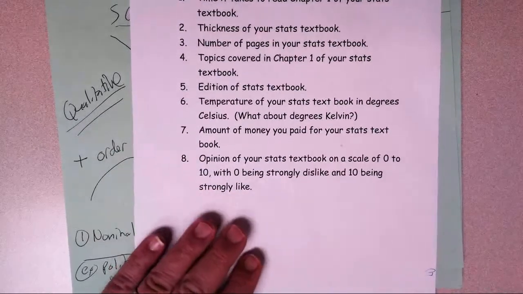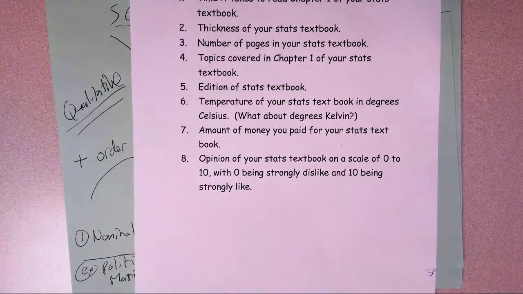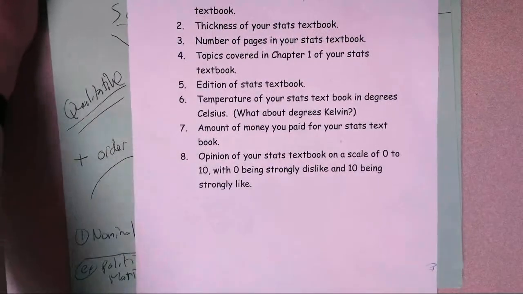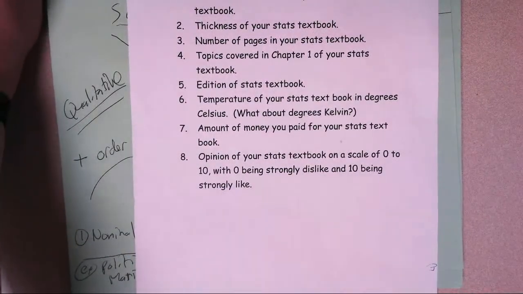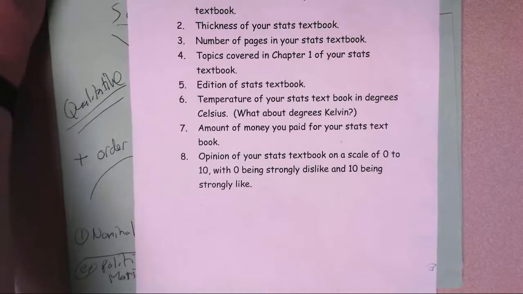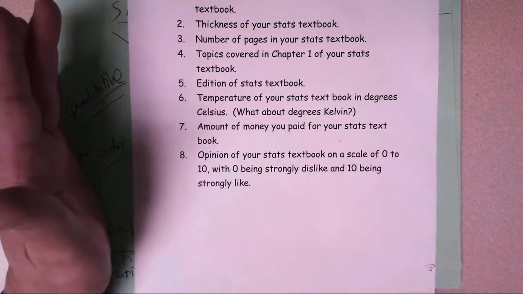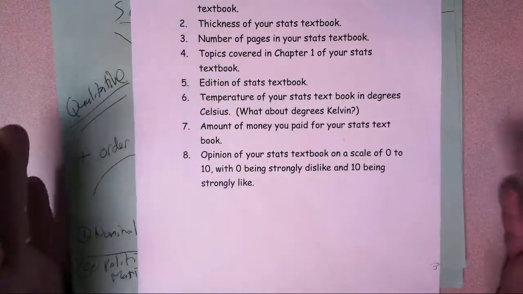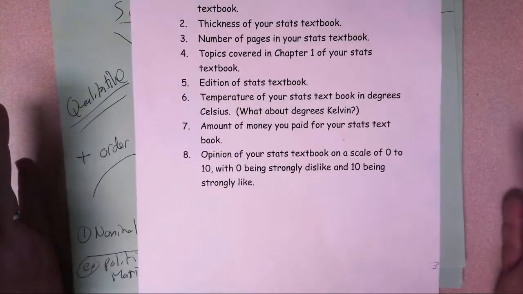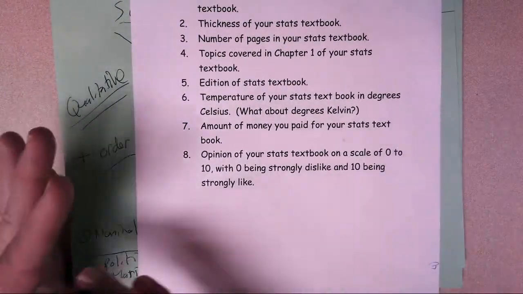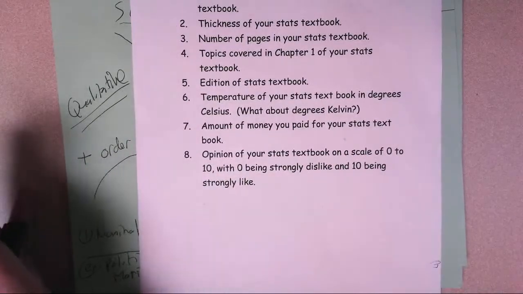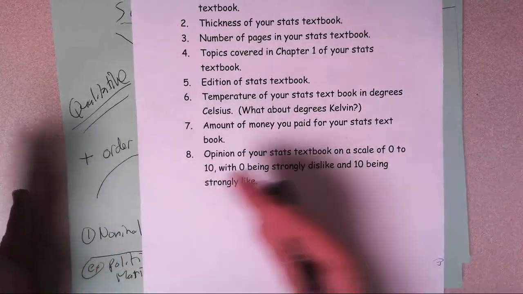And now this one was my attempt to come up with another interval scale. The opinion of your stats textbook on a scale of 0 to 10, with 0 being strongly disliked and 10 being strongly liked. Well, in this case, 0 doesn't mean no opinion or really, really dislike. I mean, 0 is arbitrarily chosen in a sense, right? And you're measuring from that. So 0 is arbitrarily chosen as really dislike, and then you go up from there.